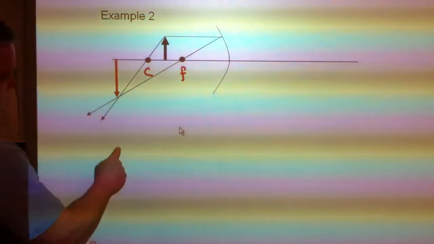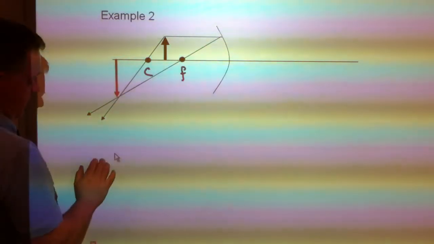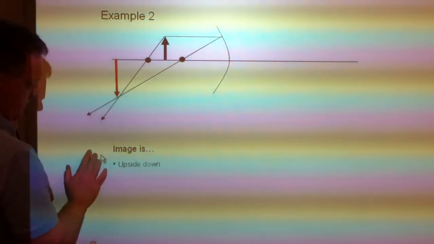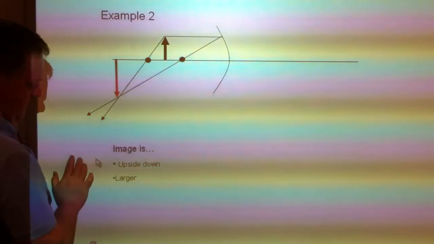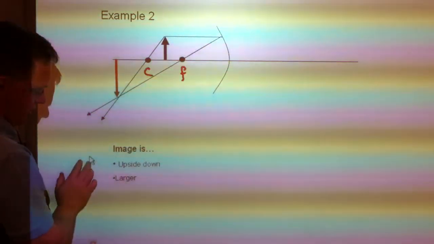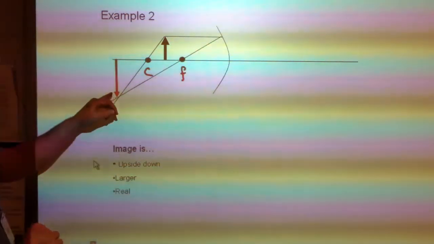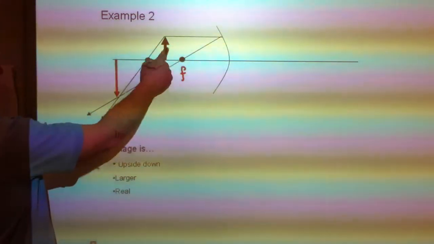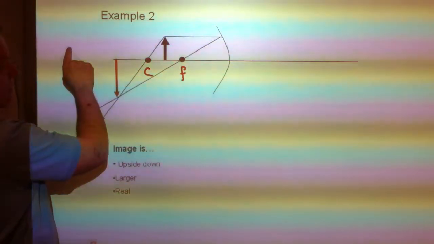And look at that image. It is upside down, it's larger, and it's real, because the light actually gets there. So the difference is, when the object was over here, we ended up with a small image.